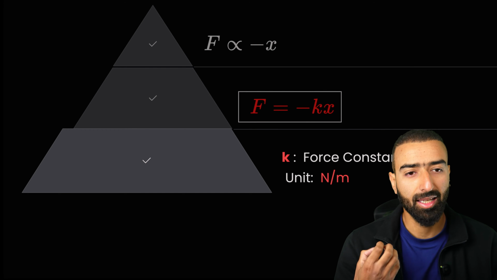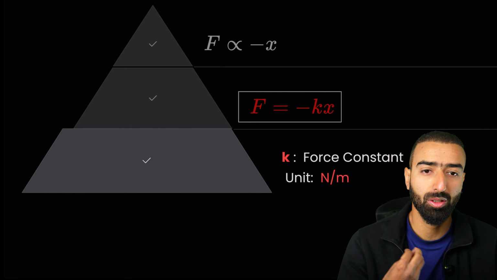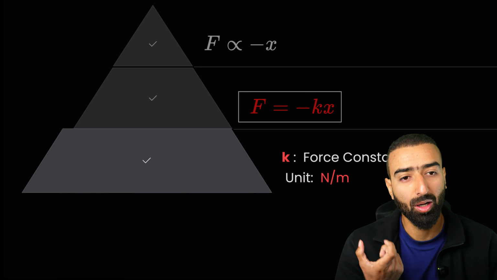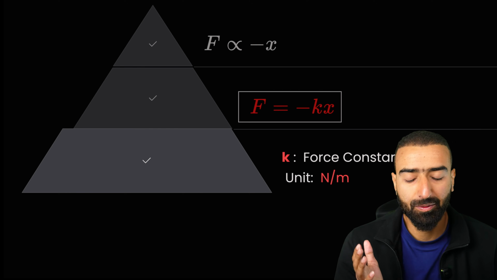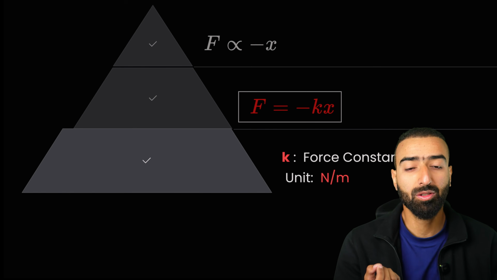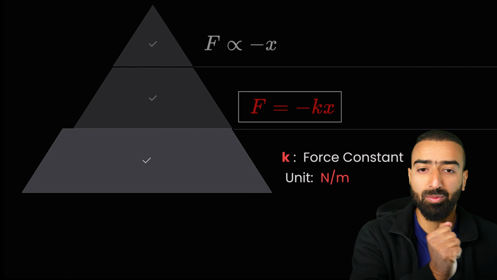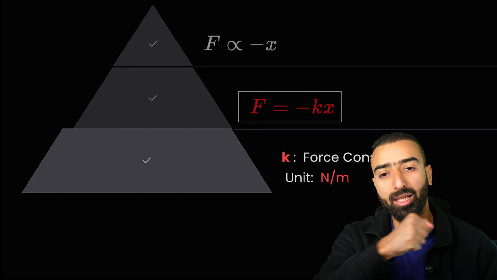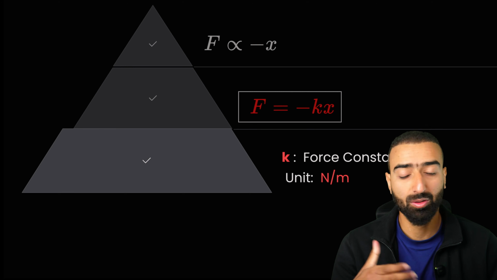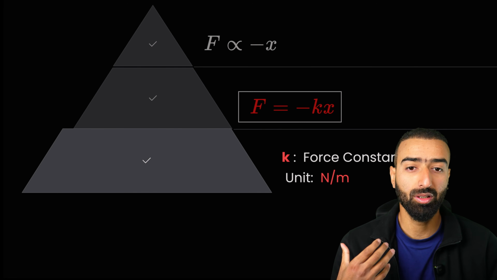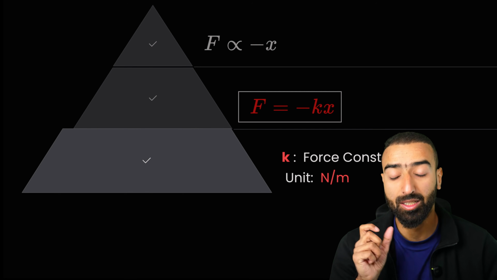This means that k signifies how much restoring force acts for 1 unit of displacement. Let's say k is 5 Newton per meter. It means for every meter of displacement, the restoring force is pulling it back by 5 newtons. If the value of k is larger, it means you're dealing with a stiffer spring.